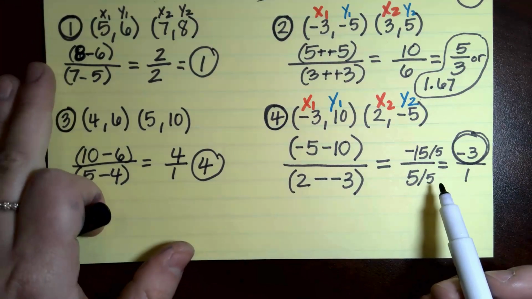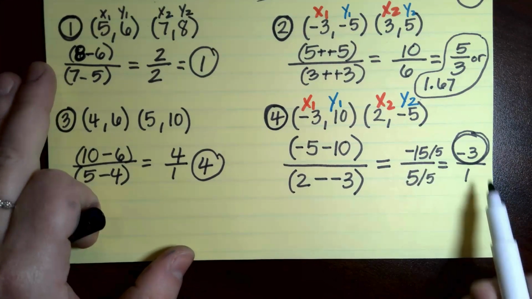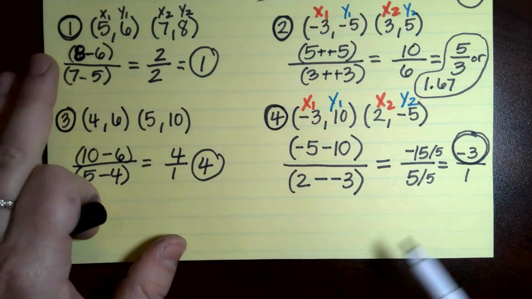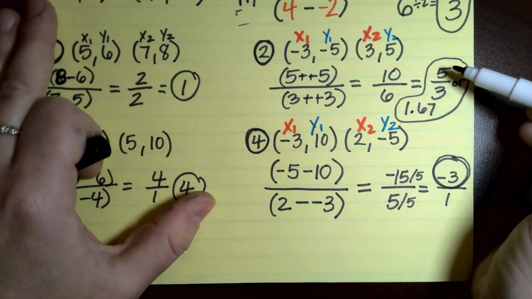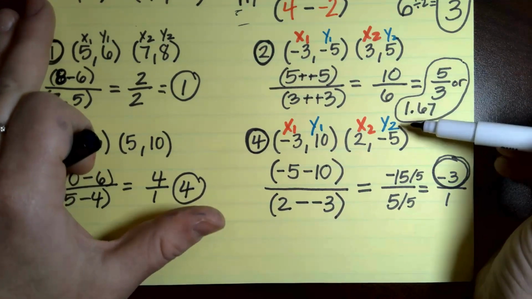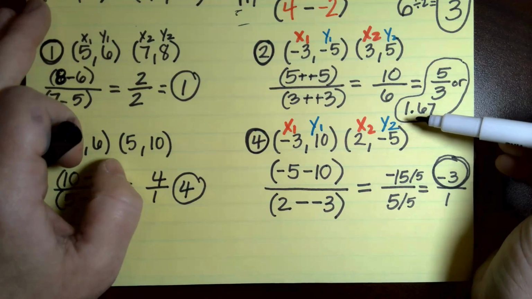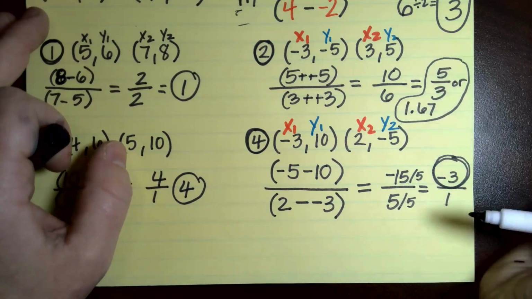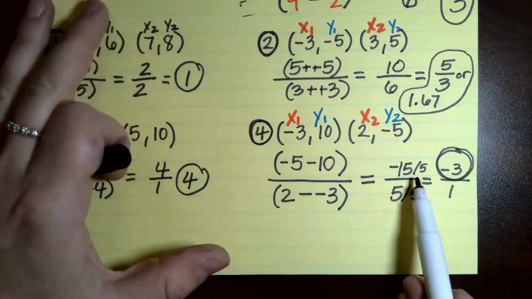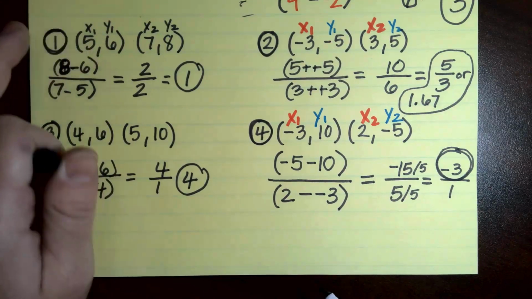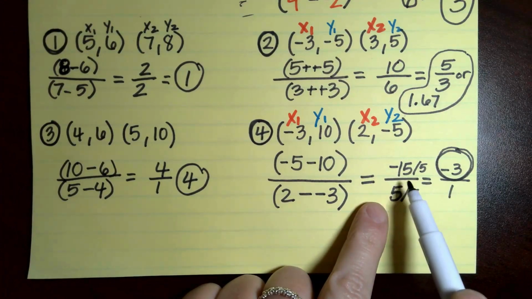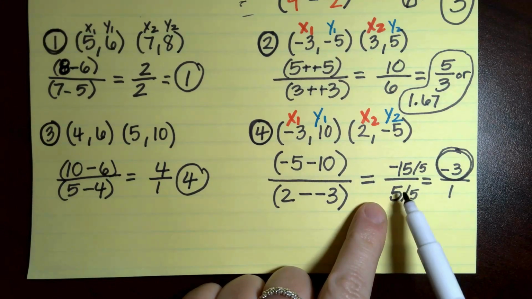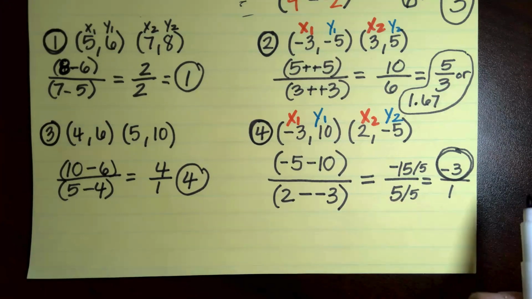So you could simplify it to -3 over 1, or like in number 2, we got 5 over 3. You could keep it as 5 over 3, or you could write it as a decimal. I do not want to see a decimal in a fraction though. So if you were dividing by 2 and it didn't come out pretty, I would try another number next. I would always try to figure out what's probably going to be the same as the bottom number.